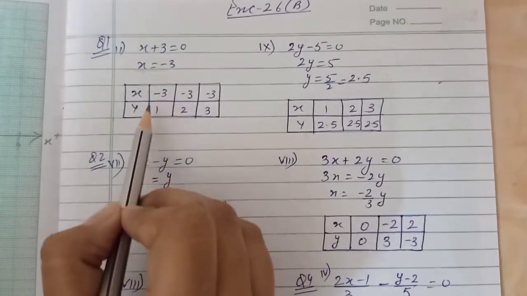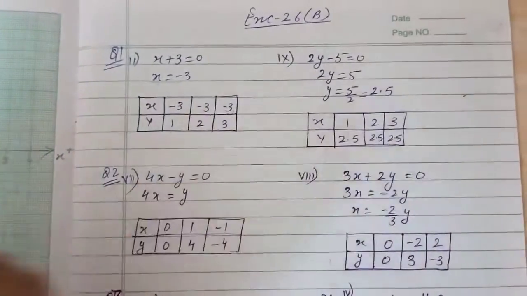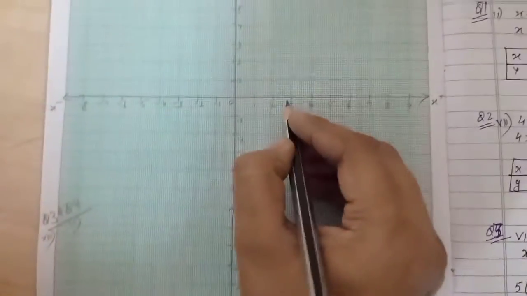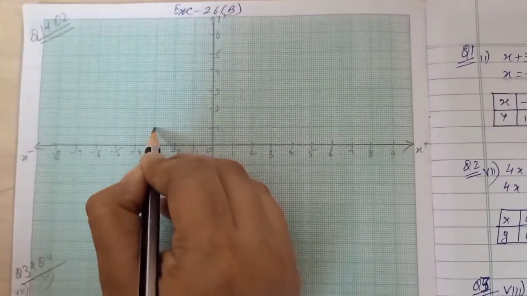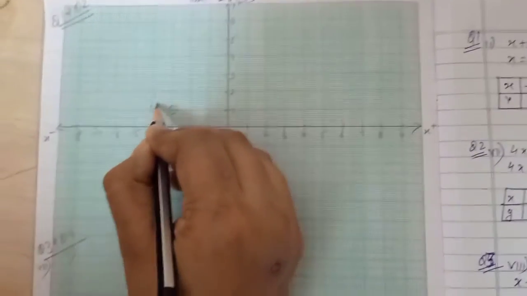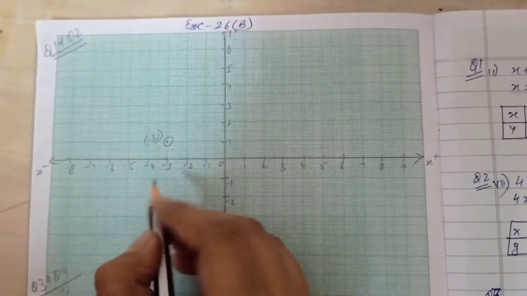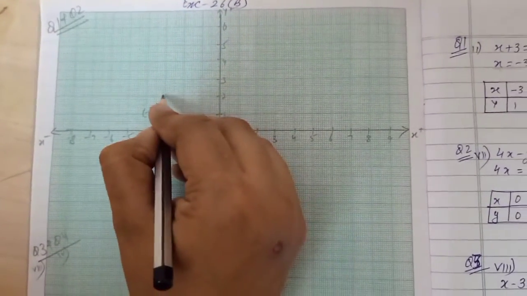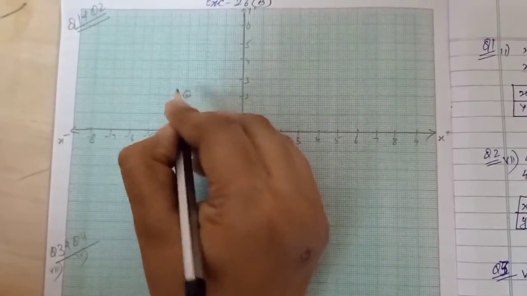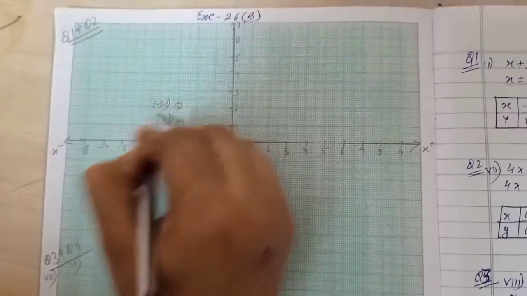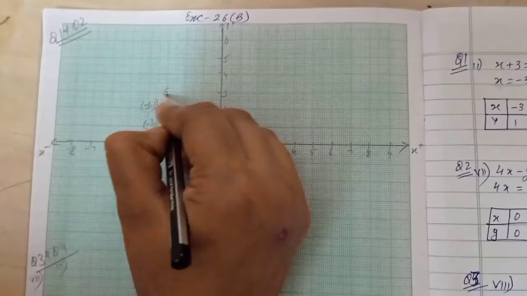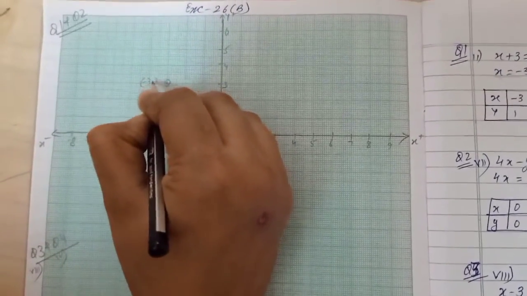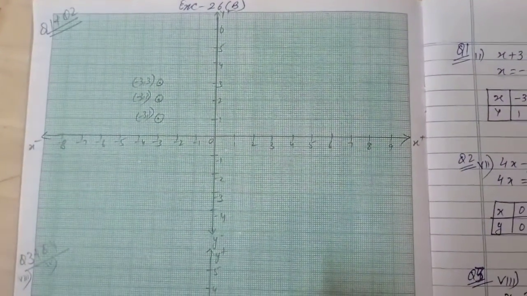So let's plot all these points on the graph. Look here. It's minus 3 and 1. Minus 3 of x is here and 1 is here. It is minus 3 and 1, then minus 3 and 2, clear? Then after the next will be minus 3 and 3. See, this way, minus 3 and 3. You have to plot it like this way.